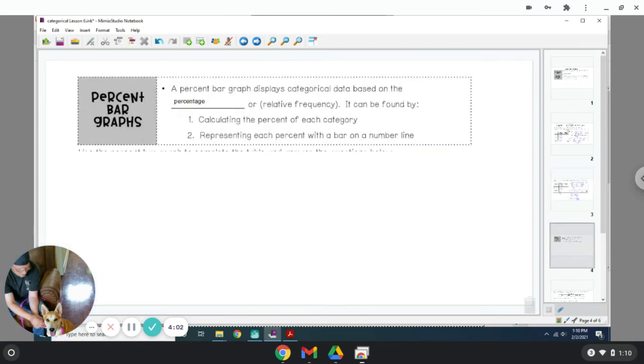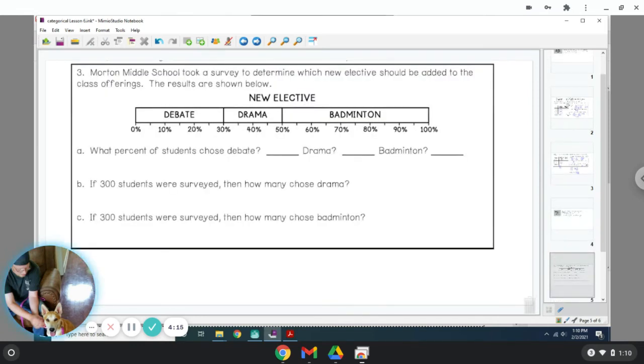Okay. Percent bar graphs. A percent bar graph displays categorical data based on the percentage or relative frequency. It can be found by calculating the percentage of each category and representing each percent with a bar or a number line. So, Bourne Middle School took a survey to determine which new elective should be added to the class offerings. The results are shown below.